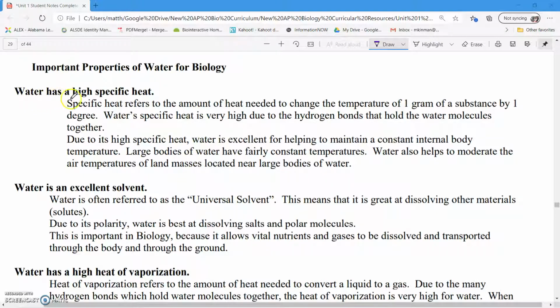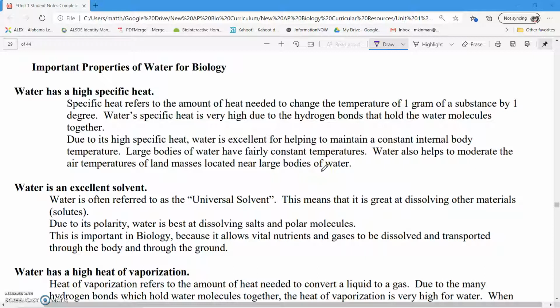So water has a high specific heat. Specific heat refers to the amount of heat needed to change the temperature of 1 gram of a substance by 1 degree. Water's specific heat is very high due to the hydrogen bonds that hold the water molecules together. So what does that mean? What does that have to do with anything? Well, if you keep reading on, due to its high specific heat, water is excellent for helping to maintain a constant internal body temperature. Large bodies of water have fairly constant temperatures. Water also helps to moderate the air temperatures of land masses located near large bodies of water.